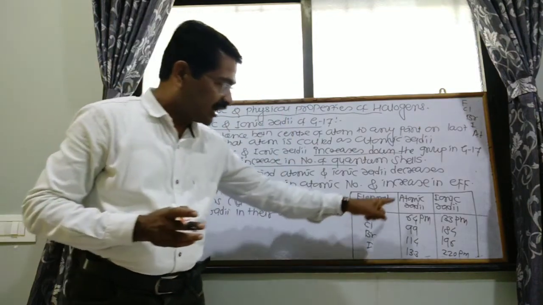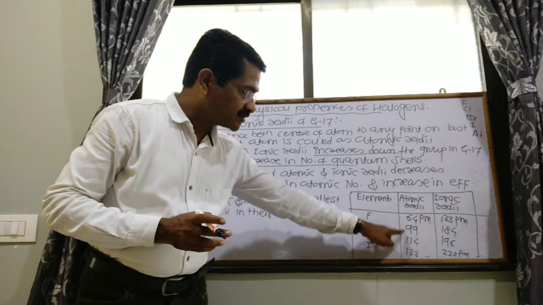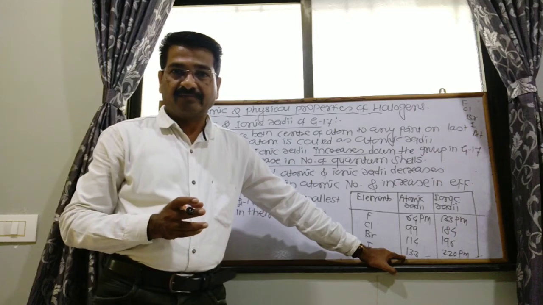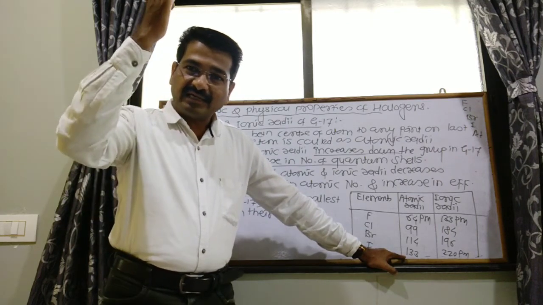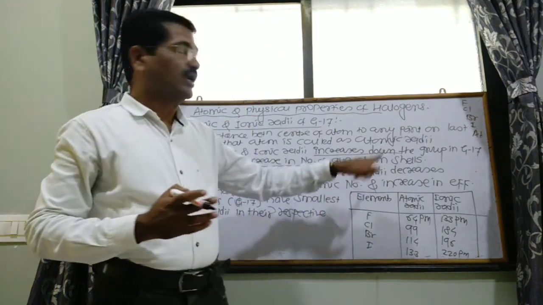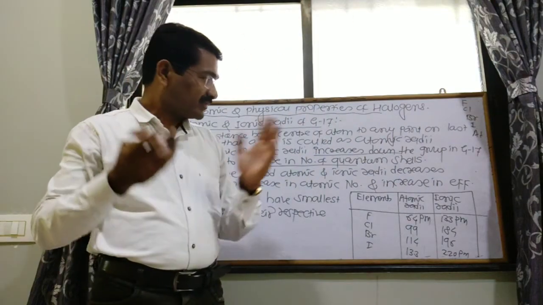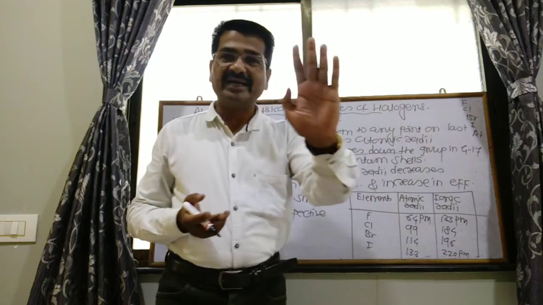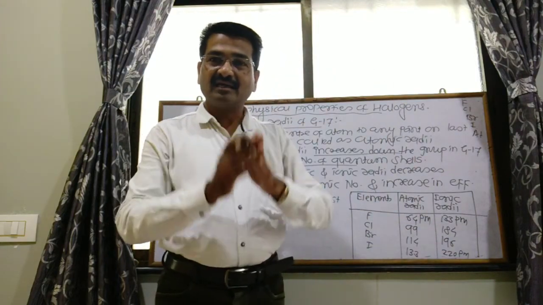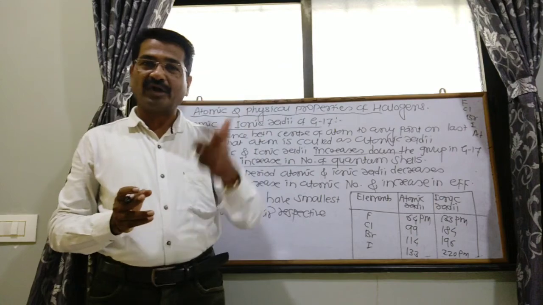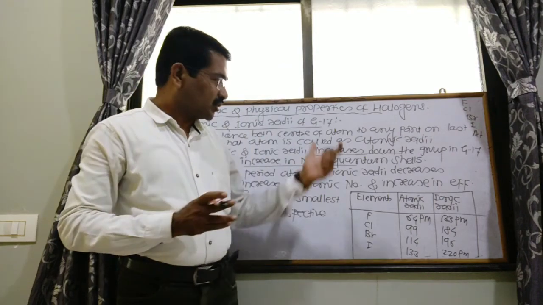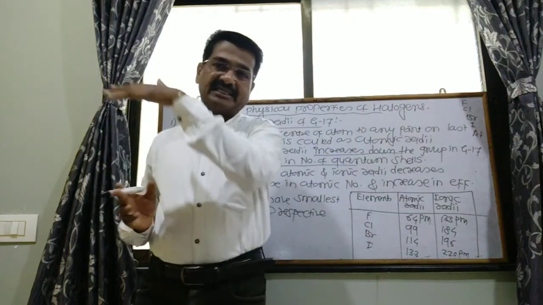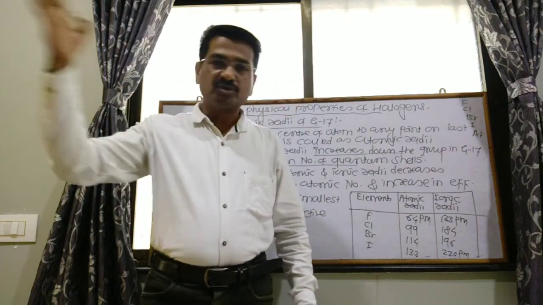So see the trends down the group. Atomic radii increase from 64 to 133. Why? With increase in number of quantum shells. Then ionic radii also increase from 133 to 220. What is the reason? With increase in number of quantum shells. So along the periods it decreases when we move from left to right.